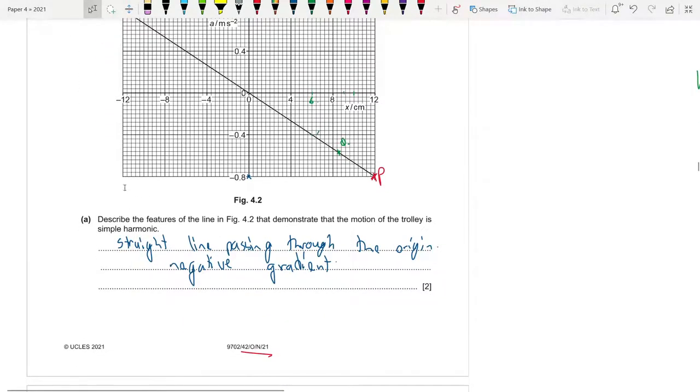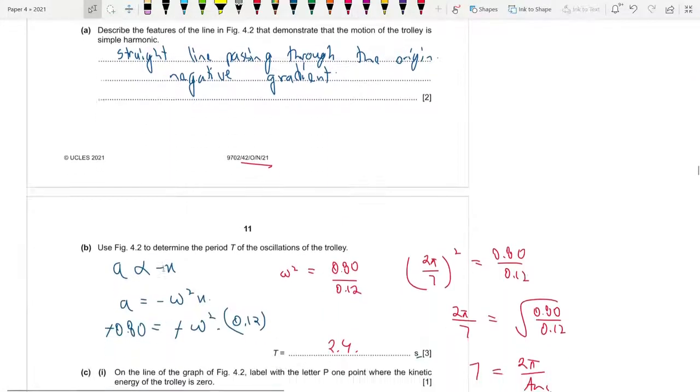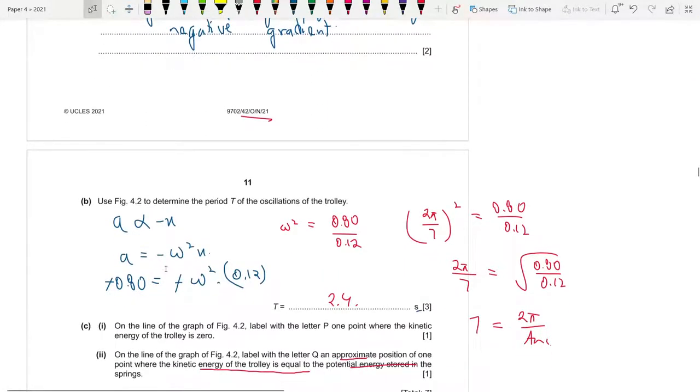Describe the features of the line that demonstrate the motion of the trolley is simple harmonic. So mainly it's a straight line passing through the origin. This indicates that acceleration is proportional to the displacement. And the negative gradient indicates that acceleration and displacement are in opposite directions. You should write that. They didn't write it in this mark scheme, but it's typically there, right? Now use figure 4.2 to determine the period of oscillations, T.